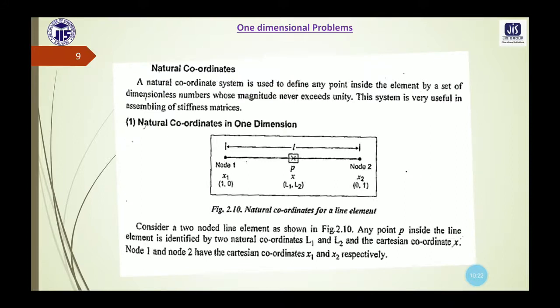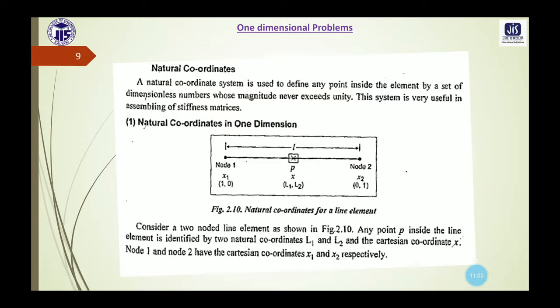Next, in case of the natural coordinates, a natural coordinate system is used to define any point inside the element by a set of dimensionless numbers whose magnitude never exceeds unity. So we use this natural coordinate system to define any point inside the element. Now this system is very useful in assembling of stiffness matrices.